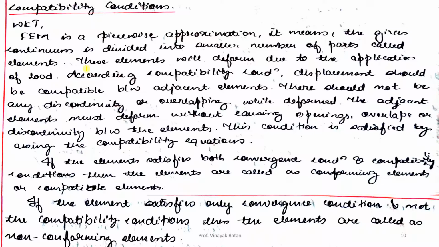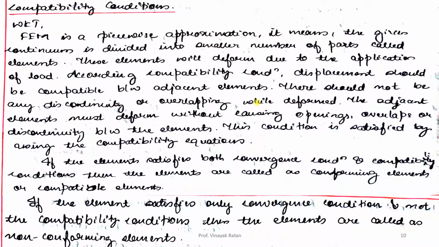So when you divide a body into a smaller number of subregions and apply a load to the entire structure, those elements will deform. There are different compatibility conditions which you come across in different subjects. There are 6 compatibility conditions. According to the compatibility condition, displacement should be compatible between adjacent elements. We have seen this in the first convergence requirement. There should not be any discontinuity or overlapping while deformed, when you apply a load between the elements.